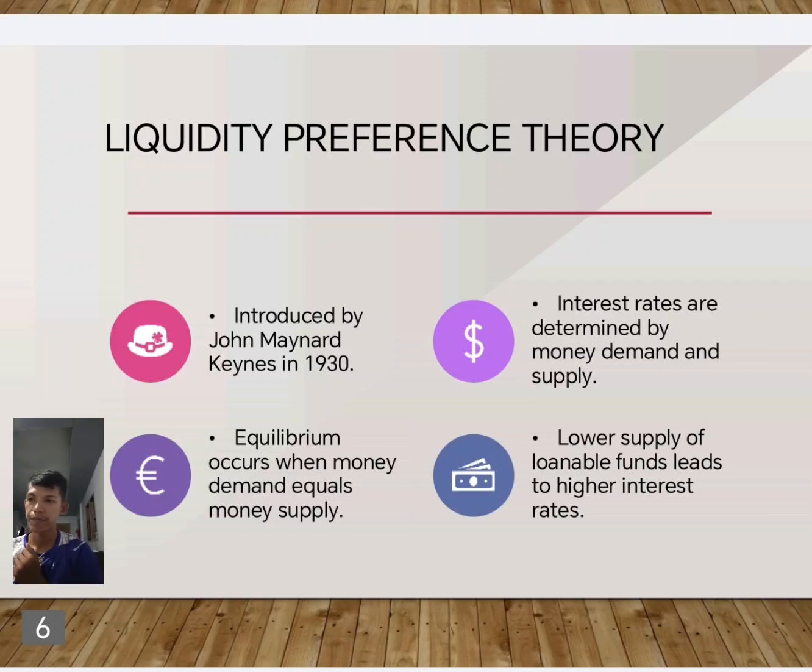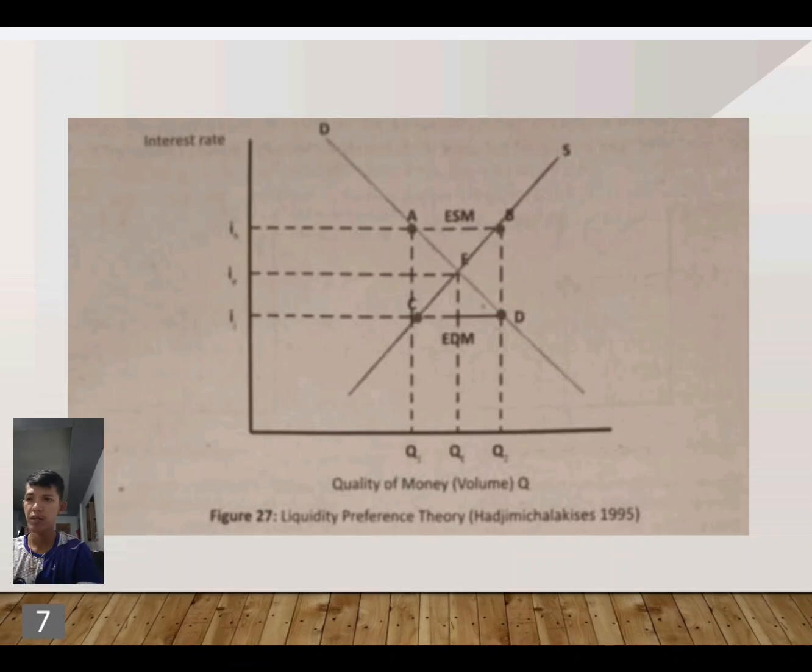For the diagram explanation, the vertical axis is the interest rate, or I, and the horizontal axis is the quantity of money, or Q. The curve D is the demand for money and S is the supply of money. Equilibrium is where D and S intersect, determining the equilibrium interest rate and quantity.